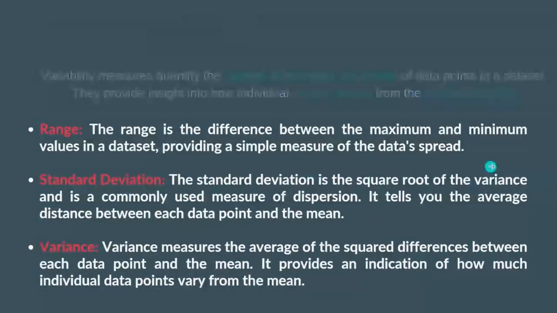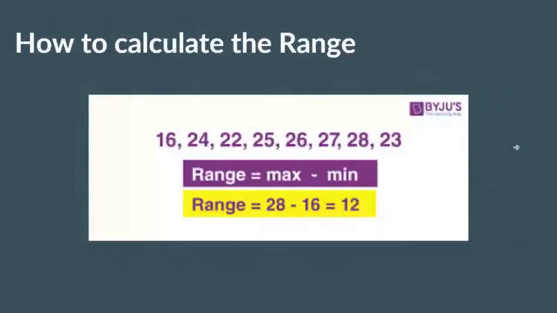Okay, so how to calculate the range? Extremely easy, okay? Step one, most important, is to arrange the data from smallest to biggest number. And then you simply take the biggest number and you minus the littlest number from it, and that's your range. So in this example, it's 23 minus 16, you get 12. Okay.